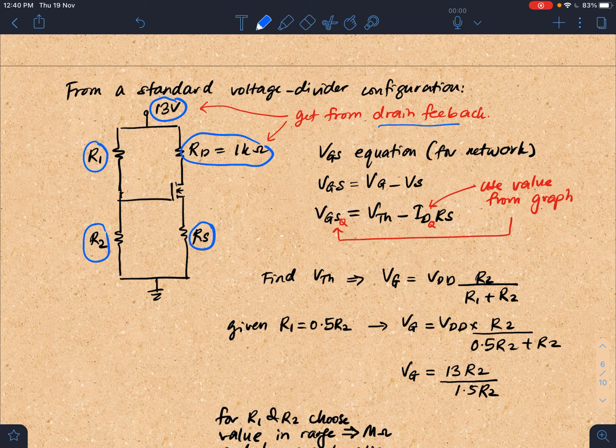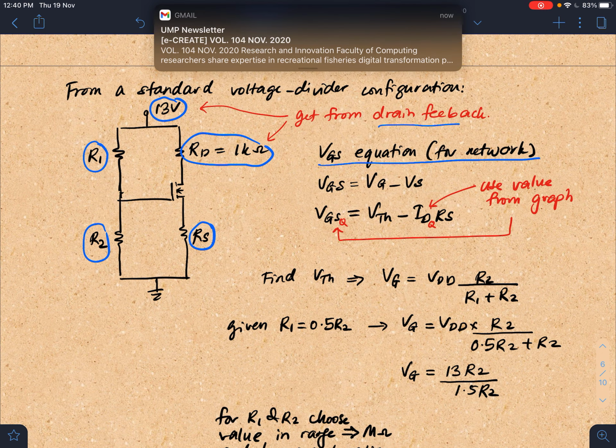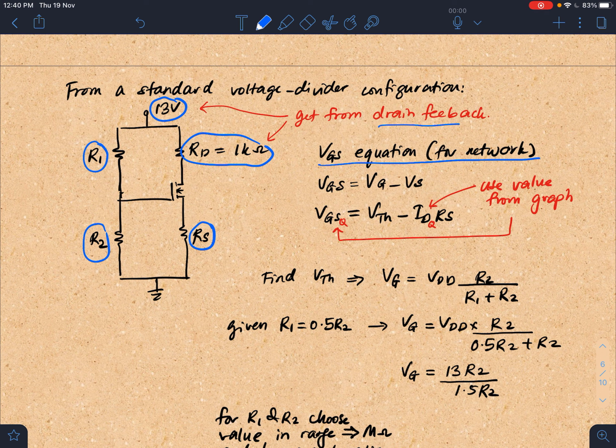Because the question asks you not to modify any value from the graph, remember that. So again, we find the VGS equation for the network. The VGS we find from VGS equal to VG minus VS. For the voltage divider, we can get VG from the VTH.